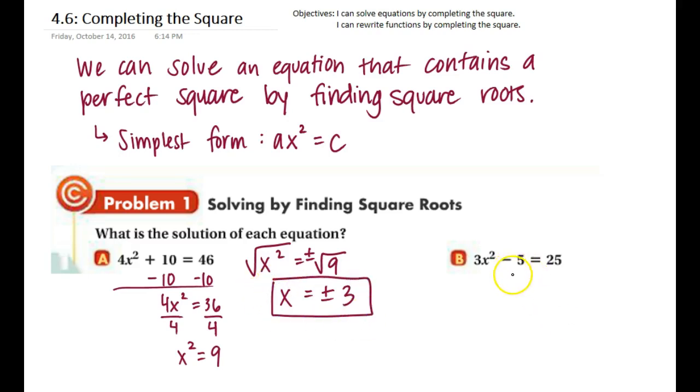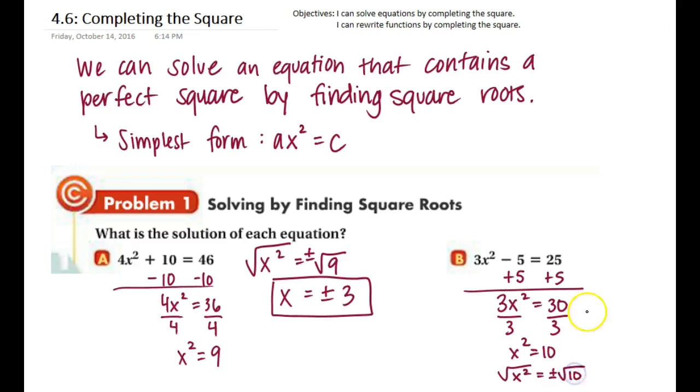Part B is very similar. We want to add 5 to the other side. So we get 3x squared equals 30. Divide both sides by 3, and we get x squared equals 10. So in this situation, we do not have a perfect square on the right side. So when we take the square root of both sides, we're not going to get a nice answer. We're actually going to get an answer with a radical in it. So we get x equals positive or negative square root of 10. We cannot reduce square root of 10 because there are no perfect square factors of 10. So that is our final answer.